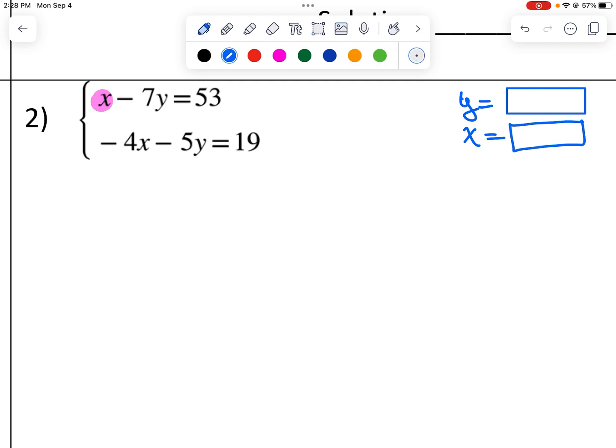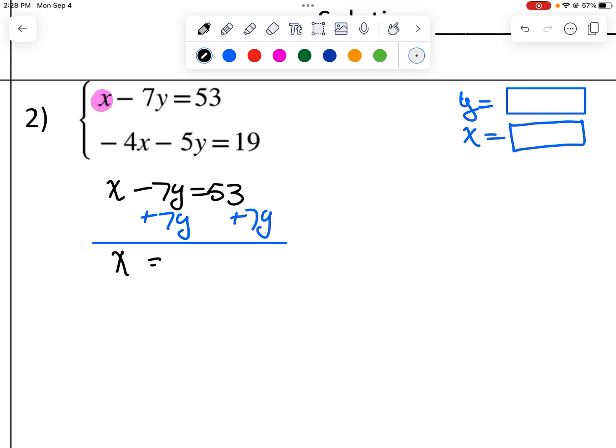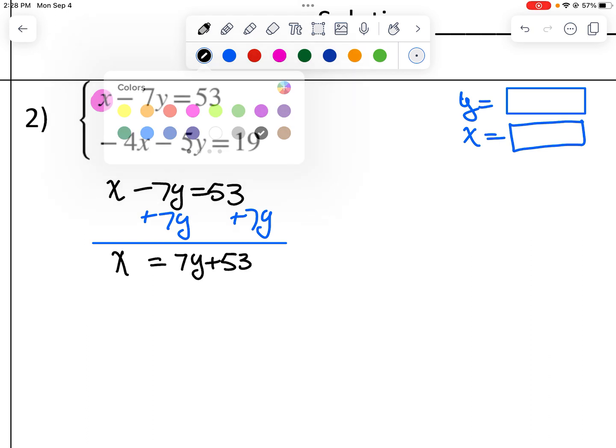So we're going to take that equation, which is x minus 7y equals 53. And we are simply going to move the 7y over. And x then would equal 7y plus 53. And this is why we did part 2 of unit 1, literal equations, so we could isolate any given variable. Okay, now that we've done that, we have this equation right here and this equation right here.